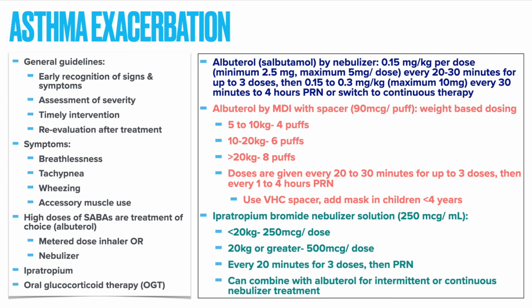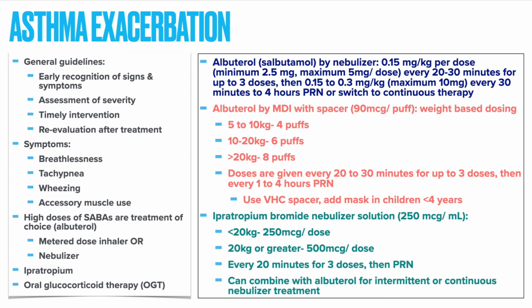And dosing is weight-based, and it is as follows. The albuterol by a nebulizer is 0.15 milligrams per kilogram per dose, with a minimum of 2.5 milligrams and a maximum of 5 milligrams a dose. And this can be given every 20 to 30 minutes for up to 3 doses, and then 0.5 to 0.3 milligrams per kilogram with a maximum of 10 milligrams every 30 minutes to 4 hours as needed, or you could switch to continuous therapy. So that is a nebulized albuterol solution.